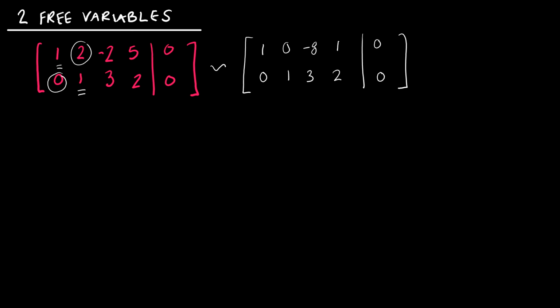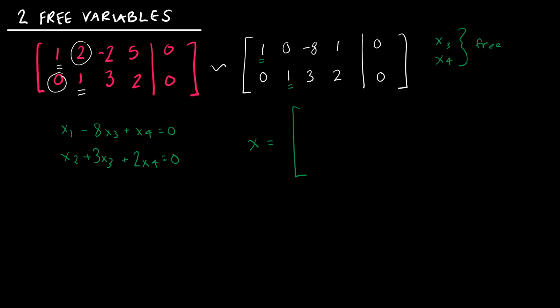So what I have now is similar to what I had before, and we can see that x1 and x2 are assigned and basic variables essentially. x3 and x4 are both going to be free variables. So how am I going to write this? Well, I could say that x1 minus 8x3 plus x4 is equal to 0, and that x2 plus 3x3 plus 2x4 is equal to 0.